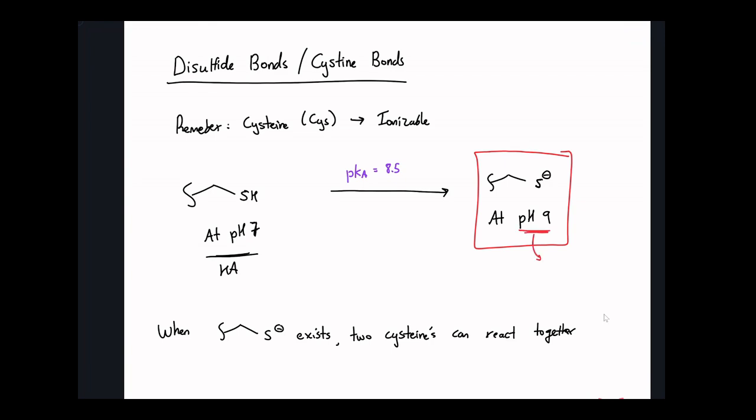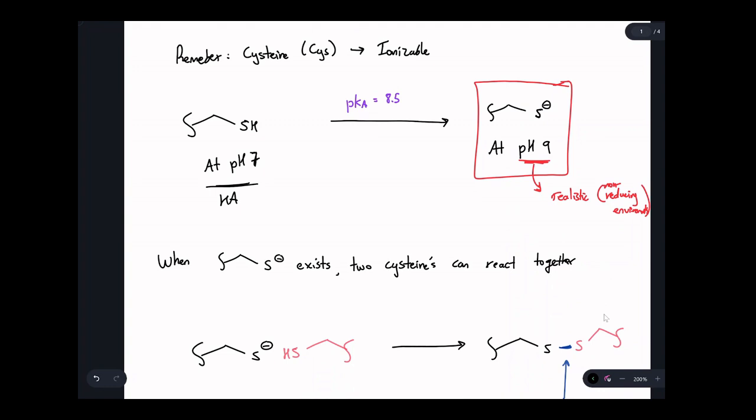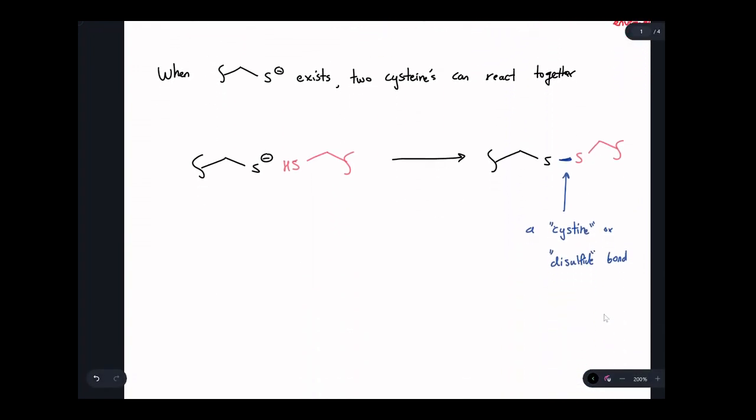Importantly, where do we see pHs like this? It's actually realistic in a cell. We see this in what are called reducing environments or non-reducing environments. So certain organelles of the cell, especially for proteins that are being secreted out of the Golgi, which is a little more detailed than you probably need to know. But these are realistic pHs that we can see inside cells. Even if we get close to pH 9, even if we were at pH 8, for example, we'd still have some S-. Now, when it exists, two different cysteines can react together, and you make this covalent bond, the SS bond.